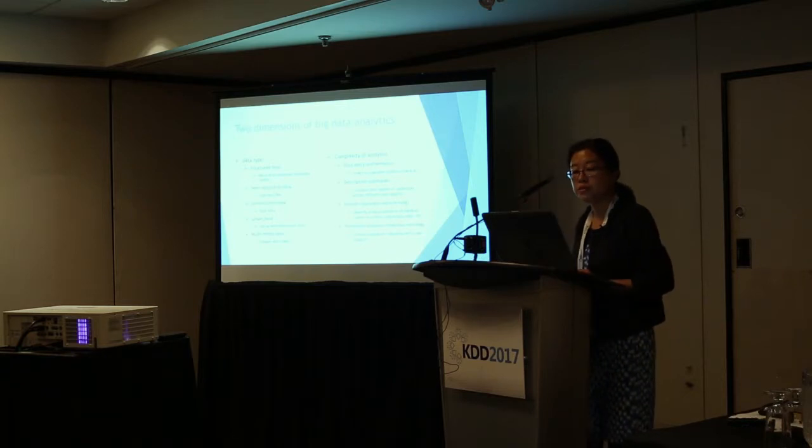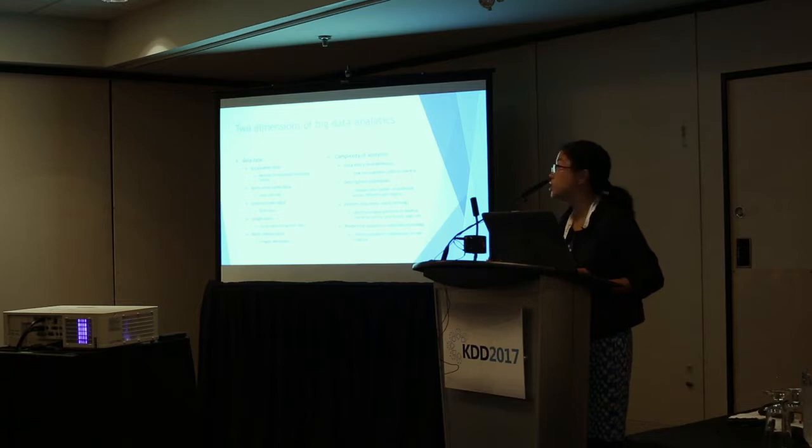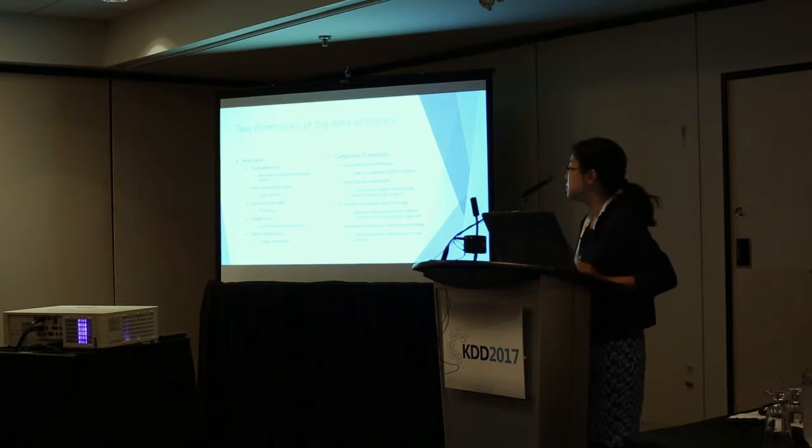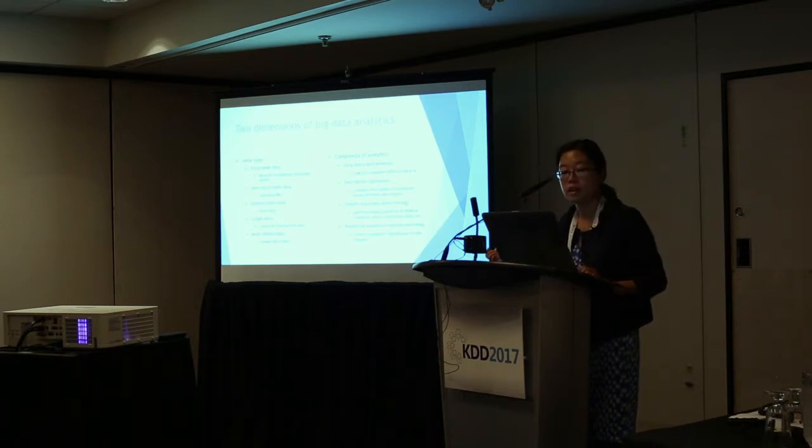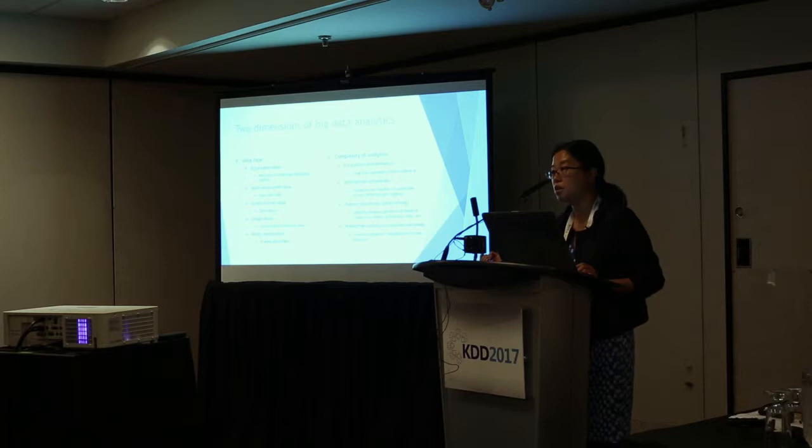The first dimension is data types. So you have structured data. These are usually relational records in relational database, tables, and semi-structured data. These are usually XML data or JSON data. And unstructured data is usually text. And then you also have graph data to represent the social network and interactions, and also multimedia data is also very popular in healthcare domain, images and videos.